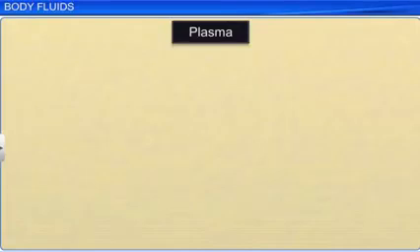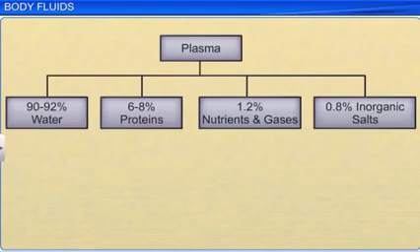Plasma is a straw-colored fluid constituting 90 to 92% water, 6 to 8% proteins, 1.2% nutrients and gases, and 0.8% inorganic salts.